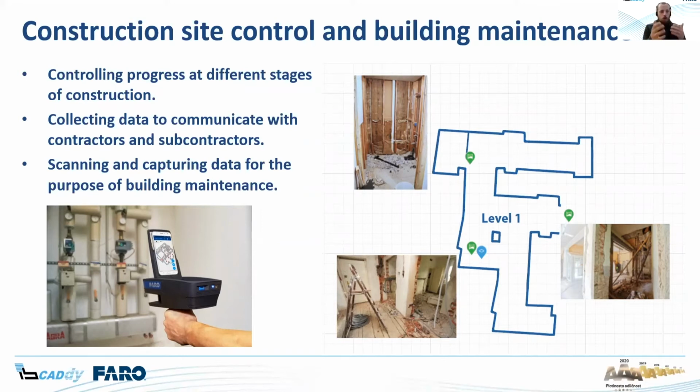Let's say that we need to control the progress of different stages of construction. So we just take ScanPlan, go through the building, take some pictures, and see, okay, on this date we have this stage of the building. And you just send those pictures and plans with exact location to your contractors and subcontractors and inform them what needs to be done. And also scanning and capturing data for the purpose of building maintenance. If you are, I don't know, the contractor maintaining some building, no problem. You just scan it, you take all that data, and you have it in one PDF format.